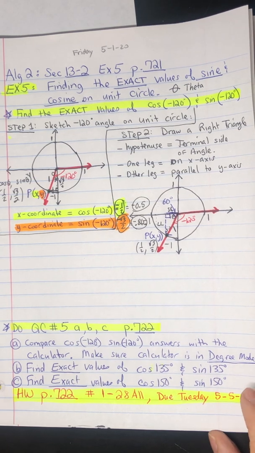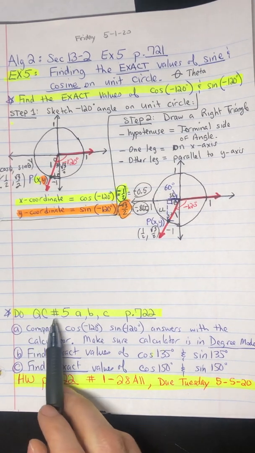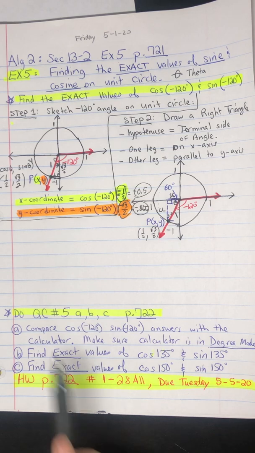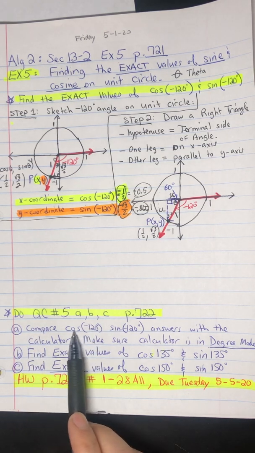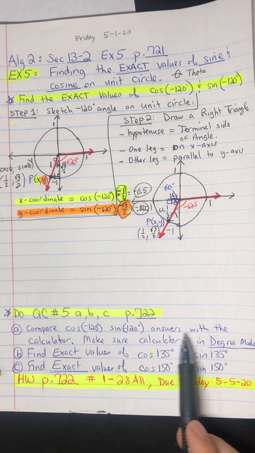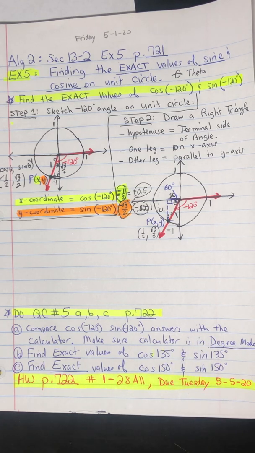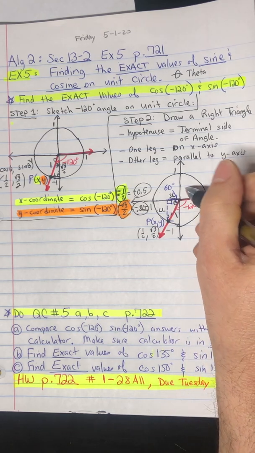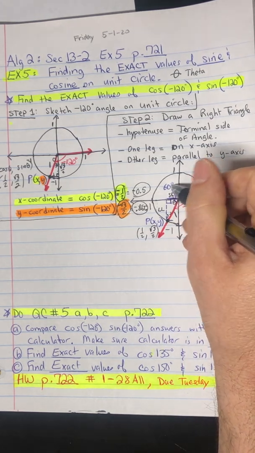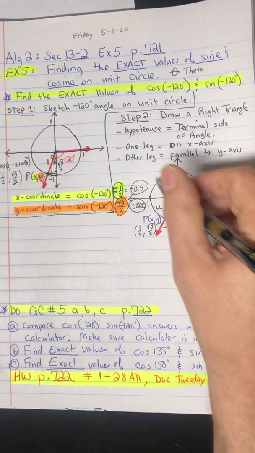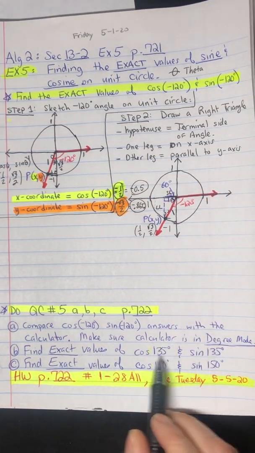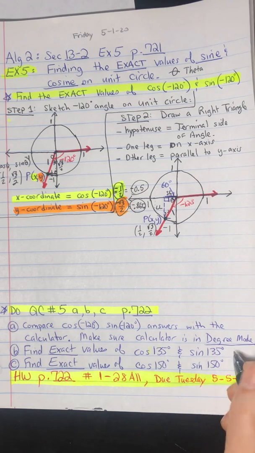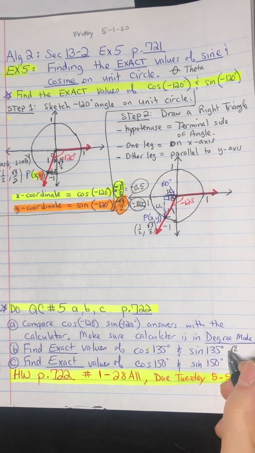Now, what I want you to do is quick check number 5, A, B, and C. Here it says compare the cosine of negative 120 and sine of negative 120 answers with the calculator. I already did that for you, but you could do that again. B says find the exact values of cosine of 135 and sine of 135. So you've got to do 135 degrees. This time you've got to go to the left. 135 is 90 plus 45. That's going to be right here down the middle. That's going to create a 45, 45, 90 right triangle. Remember that the relationship here is the square root of 2.